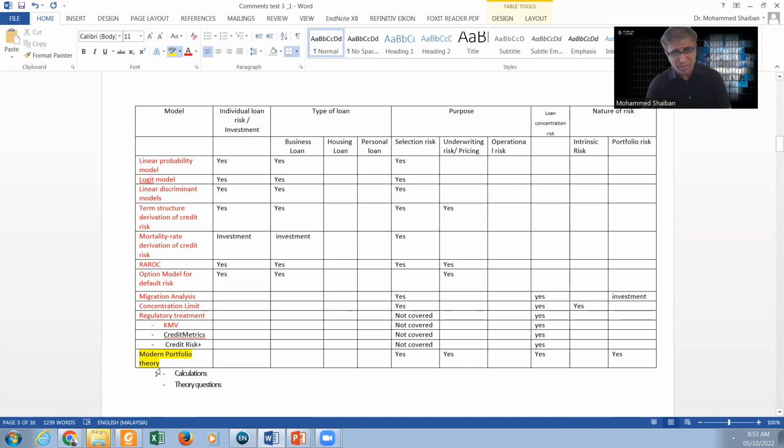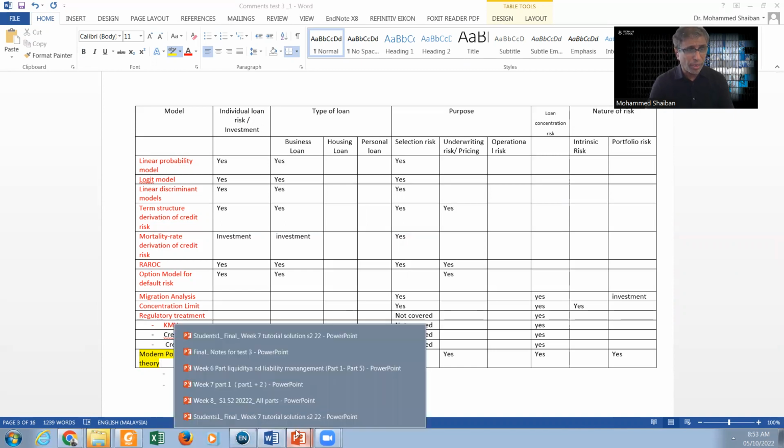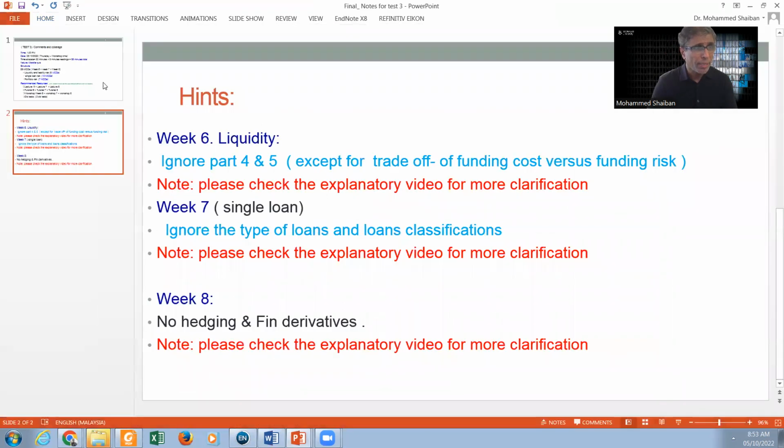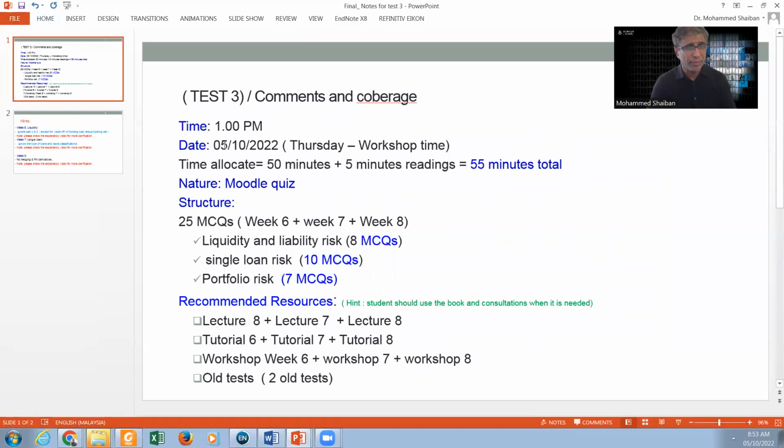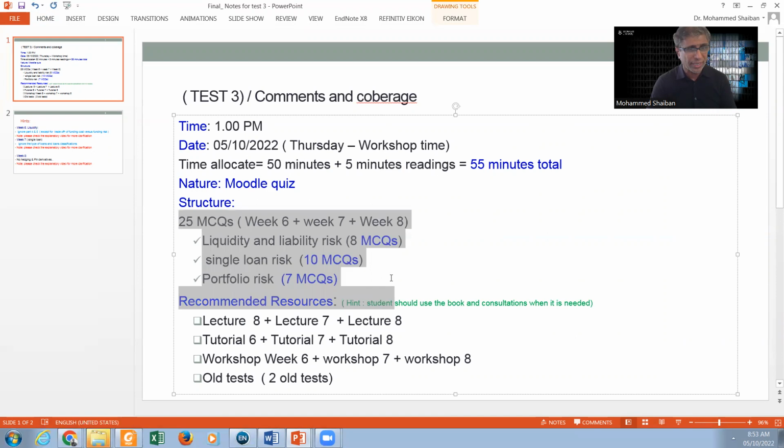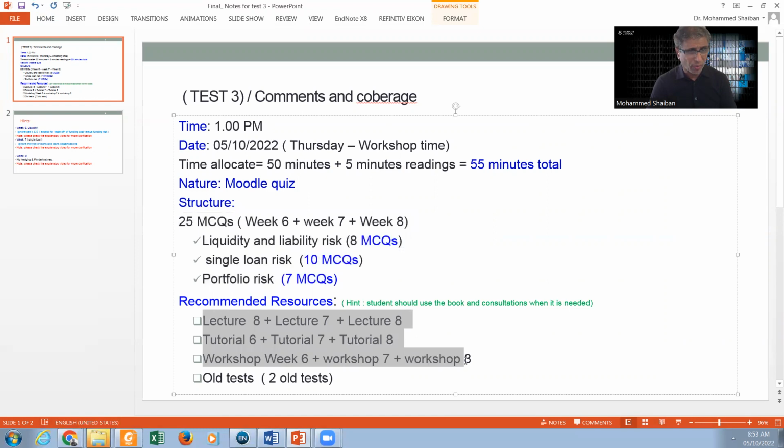We have the talk by the industry speaker, but I also uploaded for you the tutorial, the workshop and its solutions. All in all, when we talk about the test, this is the structure of the test. It will be tomorrow, Tuesday. It will be 25 questions, divided like this. I think you are already aware of all those.